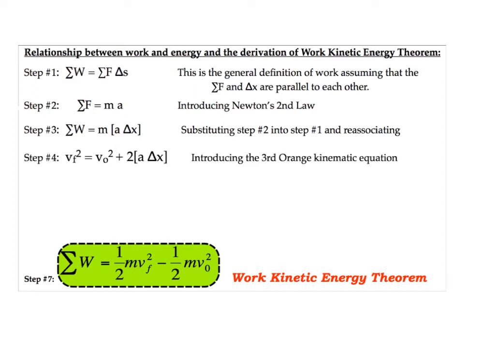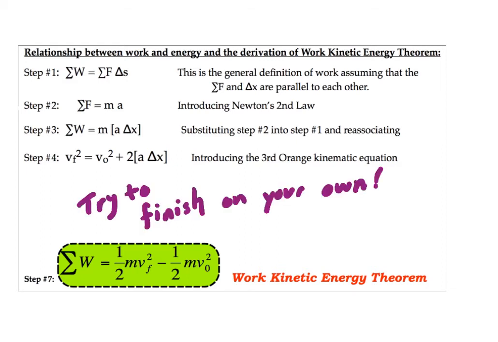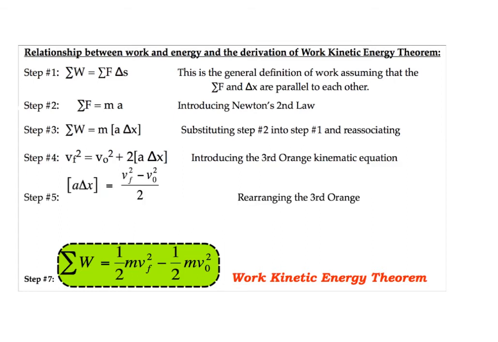All right, so step four was to bring in the third orange equation. And you can see where I'm going with this. We're going to need to do a sub next. Probably actually this is an intro, then we'll probably do an iso, then we'll do a sub. Okay, so the next step was, as we talked about, isolating or rearranging the third orange equation, and then obviously the next step will be the sub.